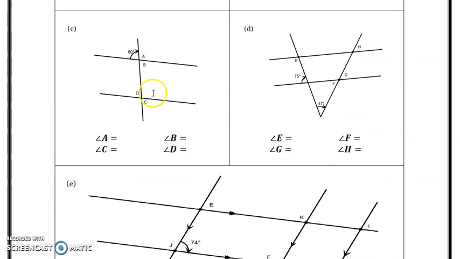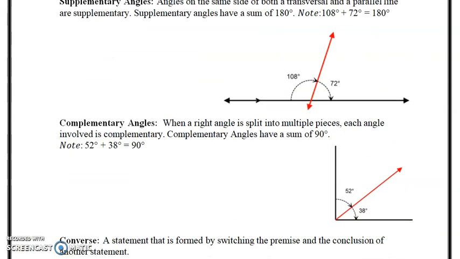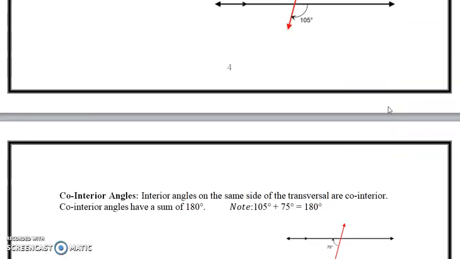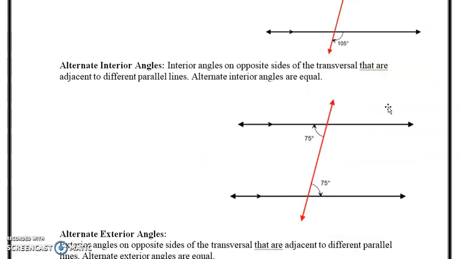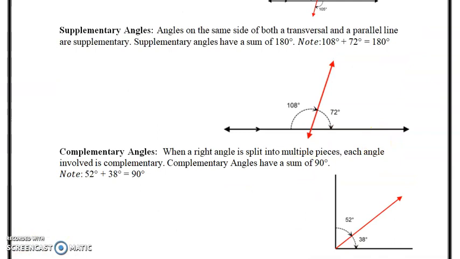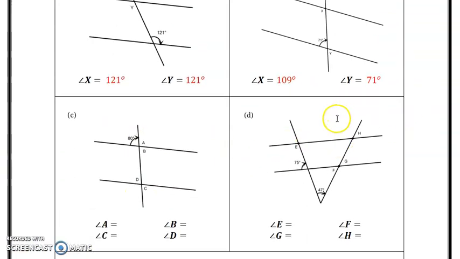Next, in question number C, we've got 4 angles to find. First, we're looking for A. We can use one of the properties we haven't used yet for angle A with reference to 180, and that is we could use supplementary angles. Angles on the opposite side of both the transversal and the parallel line are supplementary. All right, we could use that. That would be the best one to use, just the supplementary angles. Okay, so supplementary angles.